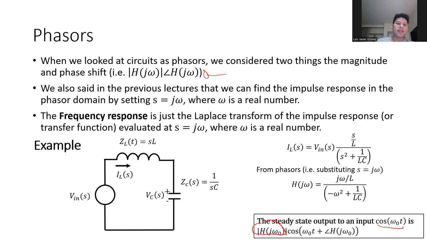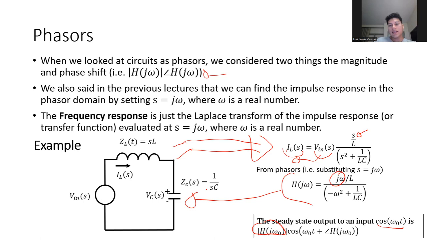Basically, if you have a circuit, we've learned how to derive the transfer function. You take IL, find what IL is in the Laplace domain, and divide it by the input. That gives you a transfer function. Now we will substitute j omega for s, and we're going to call that the frequency response. So for this particular circuit, this is the frequency response, and this is the transfer function. The difference is that s became j omega, and omega is a real number. That's all there is.